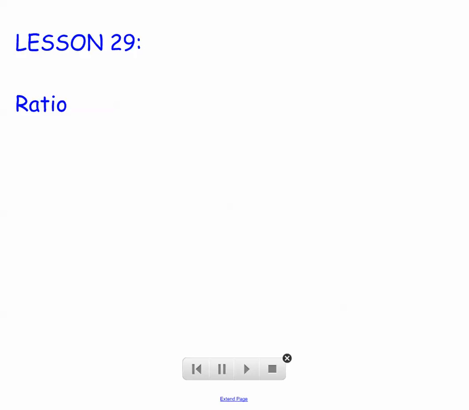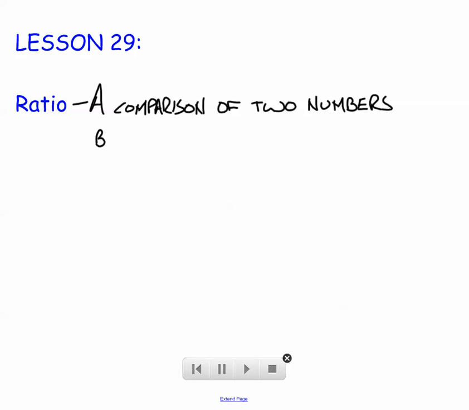In lesson 29, we're going to talk more about this concept of a ratio. We've actually been using ratios and rates to solve problems a lot, but we're going to hit on some specifics of it today. Let's start out by defining a ratio. A ratio is a comparison of two numbers by division. Comparison of two numbers by division.